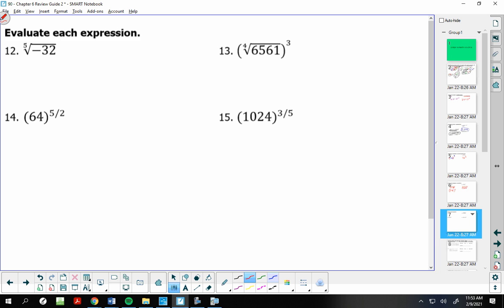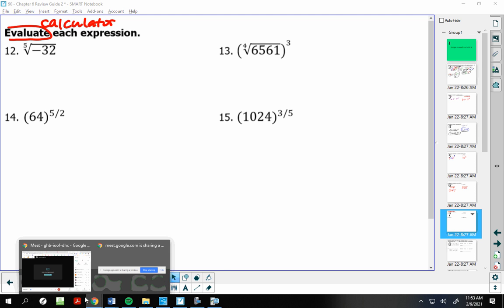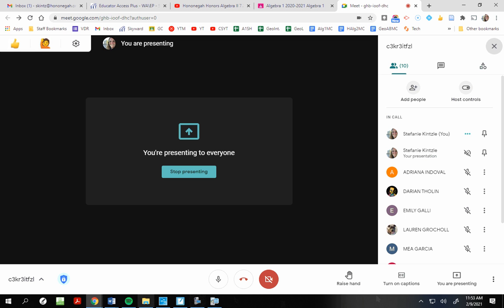The next section says evaluate. Evaluate means plug it in your calculator. I do not need you to rewrite it in the other form. You just need to type it in. So we're going to hit, and let me share my screen with you guys.